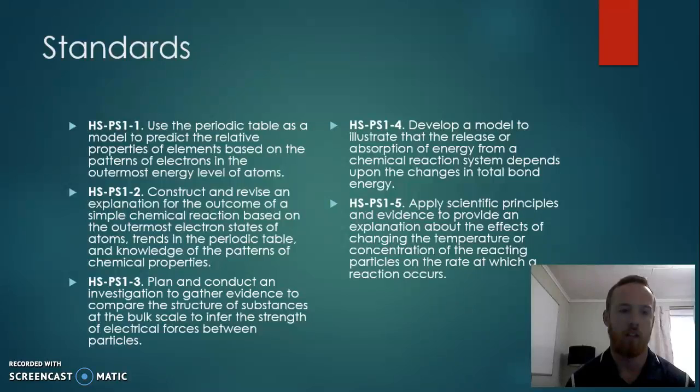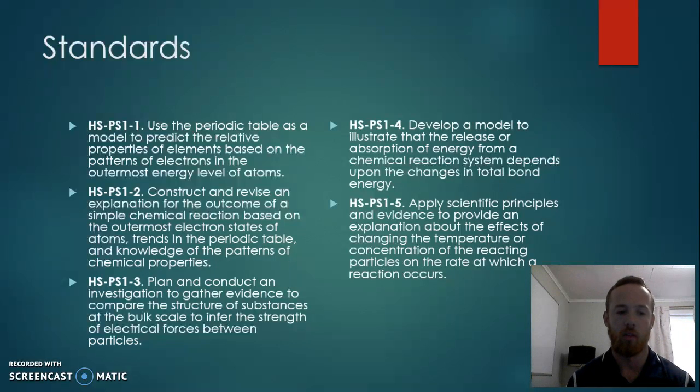So as we look at HSPS1-1, for example, you can look right next door to that to HSPS1-4, and it says develop a model to illustrate that the release or absorption of energy from a chemical reaction system depends upon the change in the total bond energy. So when we talk about bond energy, that actually talks about electrons. When you're using bonds and making bonds, you have to use the periodic table. Since you're using the periodic table, you're talking about valence electrons, which are the outermost, so based off the patterns of electrons in the outermost energy levels and how they relate together.